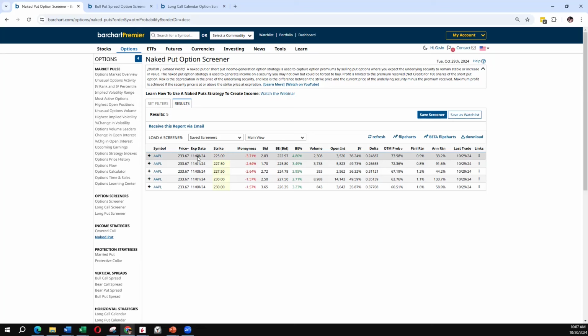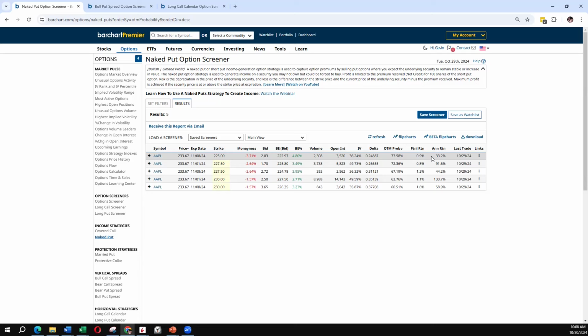And here we can see the November 8th expiration 225 strike. So that's about 3.7% out of the money, trading at about $2. And that's going to provide a potential return of just under 1% in about 10 days or so, which is an annual return of about 33%. So that's pretty good. I'm pretty happy with that strike.